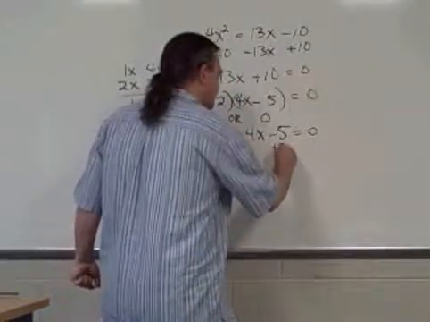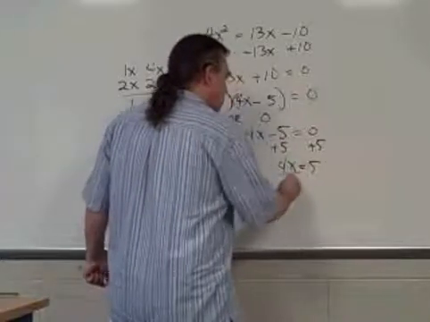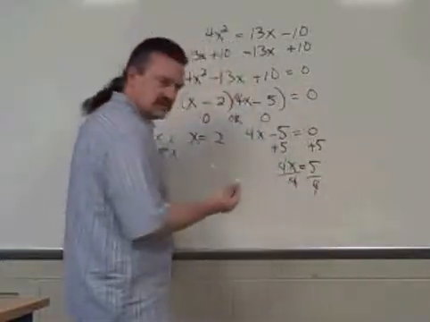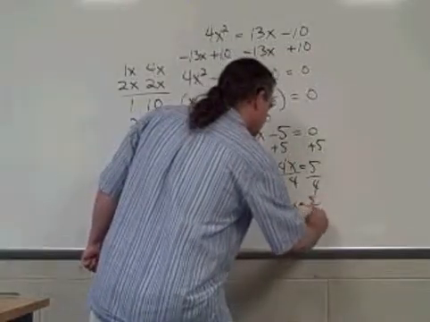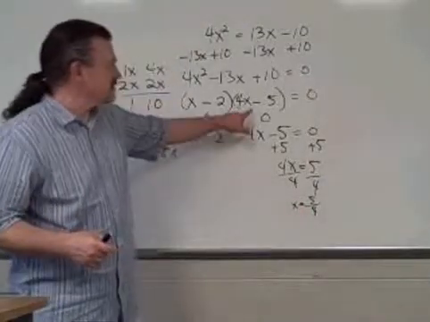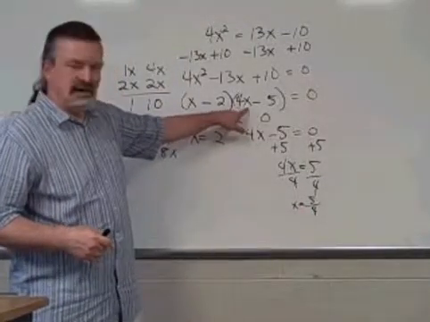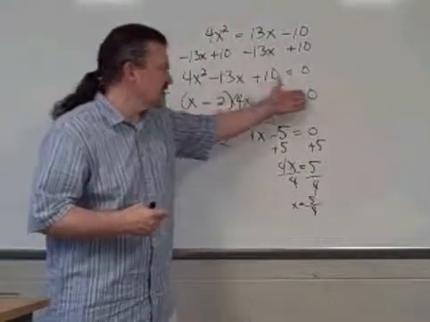Let's add 5 to both sides, and then divide by 4, the typical way we would solve a linear equation like this. So if x was 5/4, 4 times 5/4 would be 5. 5 minus 5 is 0. 0 times anything is 0.